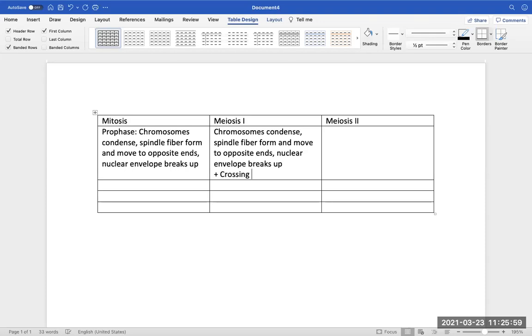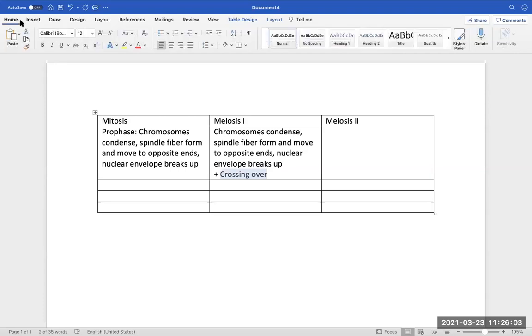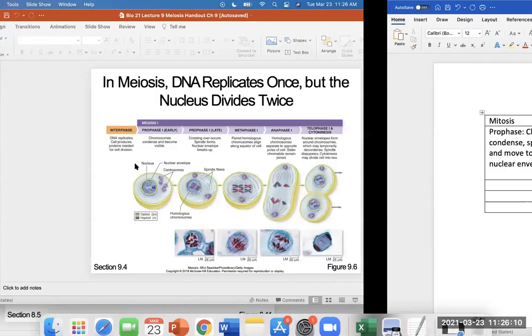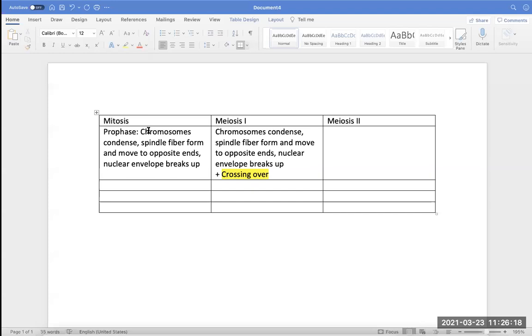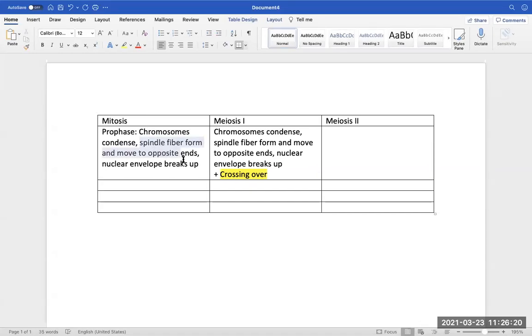This is something that did not happen in mitosis because that's just cell division and this is sexual reproduction. So that's something new. Let's look at meiosis 2. What's happening in the prophase? It says spindle forms, nuclear envelope breaks up, prophase 2. So it's saying the exact same thing again. Spindle forms and nuclear envelope breaks up. That's your meiosis 2. So there's not much different between the phases, just a few things.